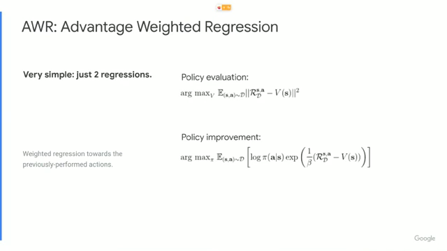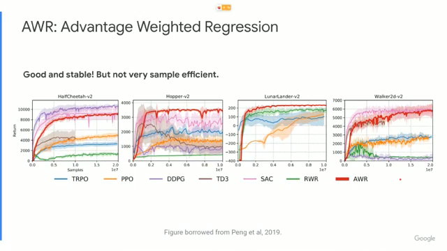First, I'm going to talk about advantage weighted regression, which is the inspiration for our method. AWR is a very simple off-policy actor-critic algorithm. It consists of two regression tasks optimized in a loop, one for training the critic and one for the actor. The actor loss is weighted dependent on the advantages of actions, so the actor learns to favorize actions that performed well in the past. AWR achieves very good results on the Mujoko tasks, but it is not very sample efficient. It requires a lot of experience to learn.